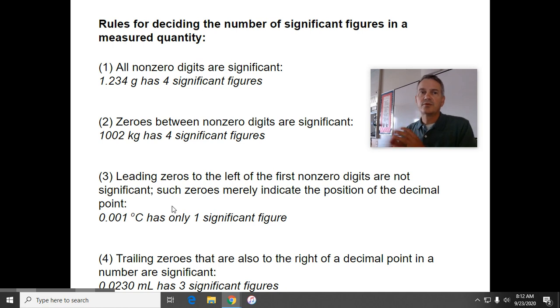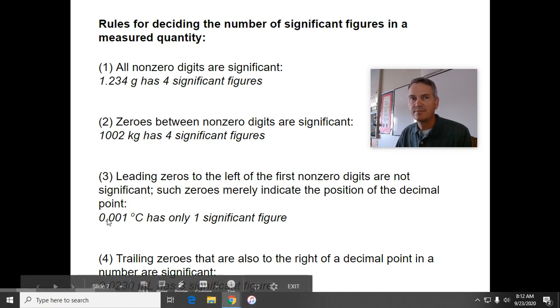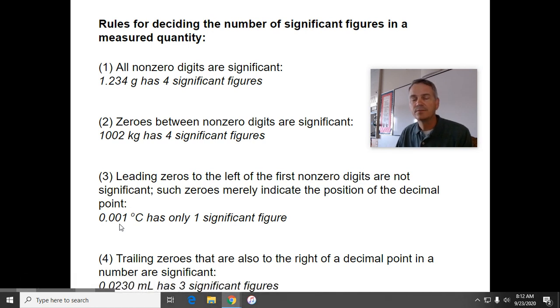Okay, rule number 3. Leading zeros to the left of the first non-zero digits are not significant. Such zeros merely indicate the position of the decimal point. So for example, 0.001 degrees Celsius. Because there's no number in front of them, these zeros are not significant. So you would only have 1 significant figure. A little bit later, in a different lecture and when I see you in class, we're going to go over the Atlantic-Pacific rule for determining significant figures, and it makes it a little bit easier. But for right now, I think it's important to learn these rules.